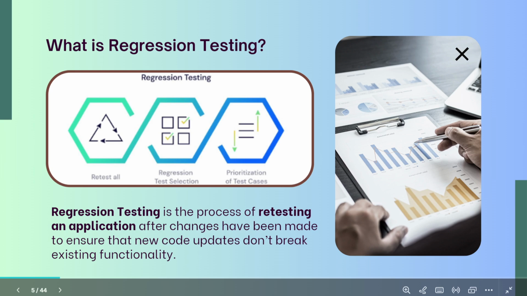For example, imagine you are working on a banking application. A developer fixes a small bug in the login screen, but suddenly the transfer money feature stops working. That's a regression failure.